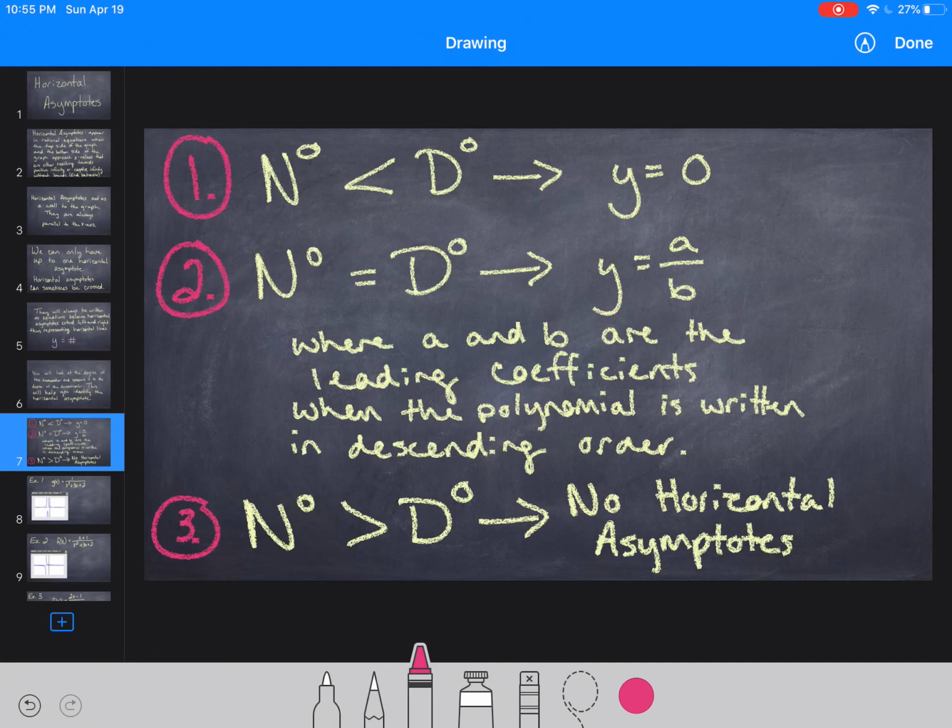The third scenario that we could encounter is if the degree of the numerator is greater than the degree of the denominator. If this happens, then our problem has no horizontal asymptotes.